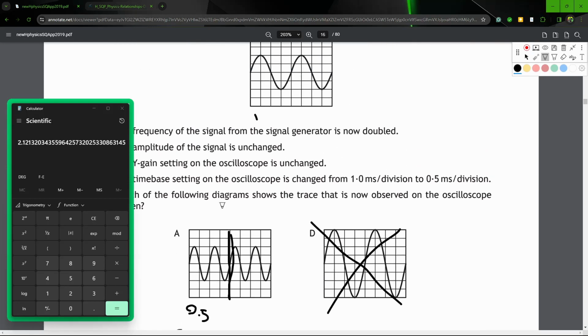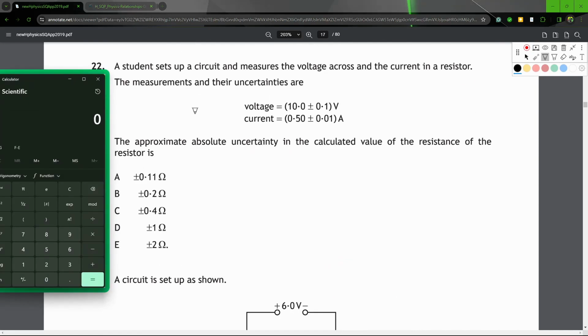So the answer for that would be B. Right, number 22. A student sets up a circuit that measures the voltage across and the current in the resistor. The measurements and their uncertainties are as follows. Voltage 10 plus or minus 0.1 volts and current is 0.5 plus or minus 0.01 amps.